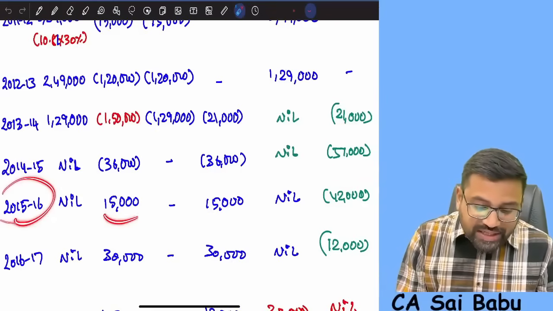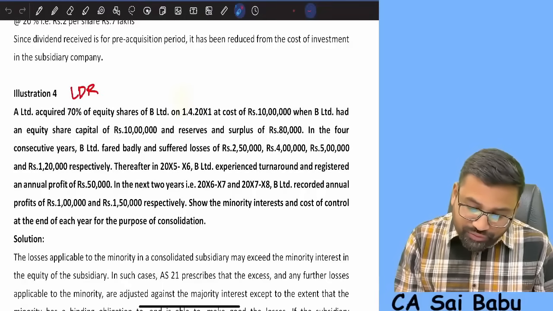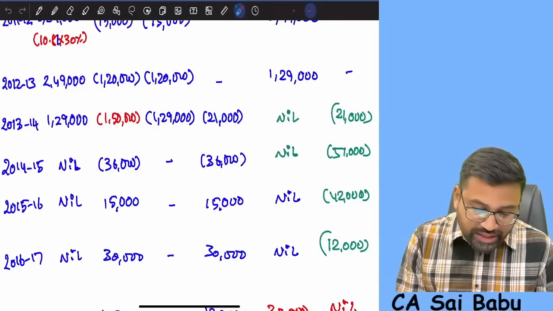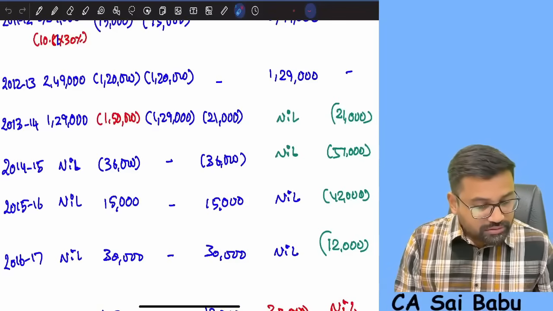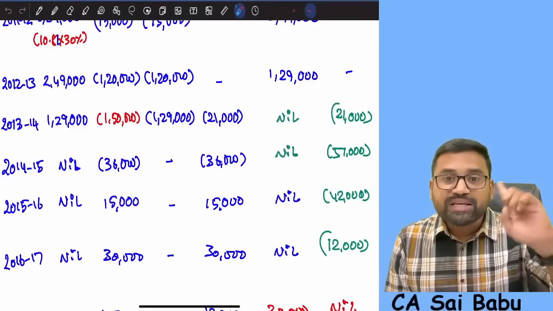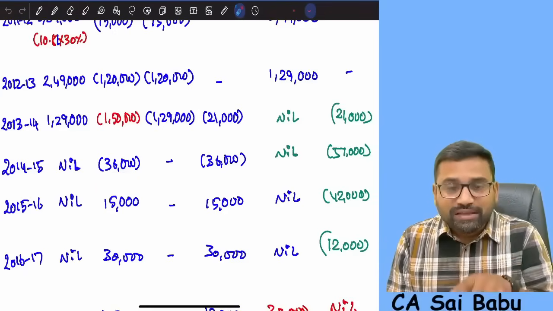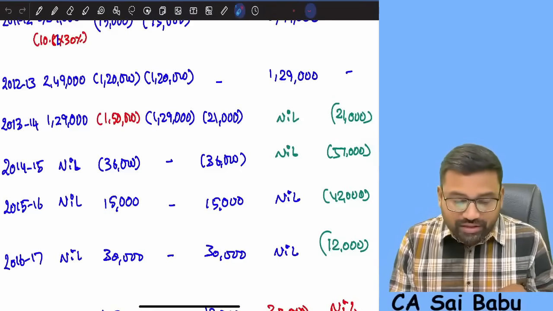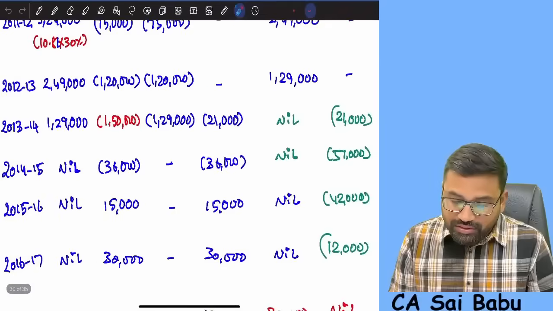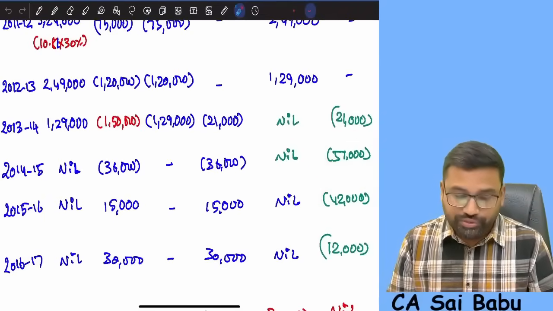Next year 15-16 there is a profit. See this. There is a turnaround and they earned a profit of 50,000. In this 50,000, the share is 30%. So 15,000. So when again subsidiary companies start earning profit, whatever the minority shareholders share, previously the excess is adjusted to the parent company reserves, right? Now you adjust it back to this 15,000 adjusted to the 57,000. Now the adjusted reserves of parent will become 42.